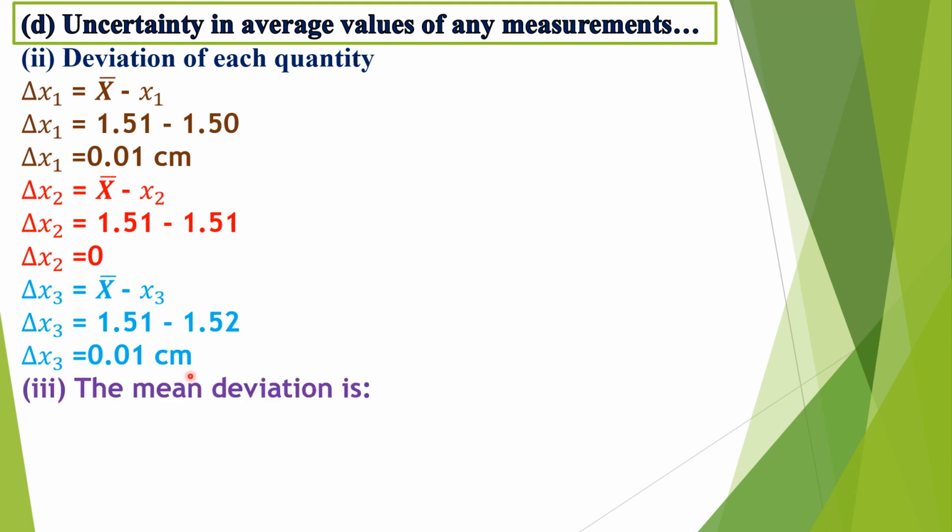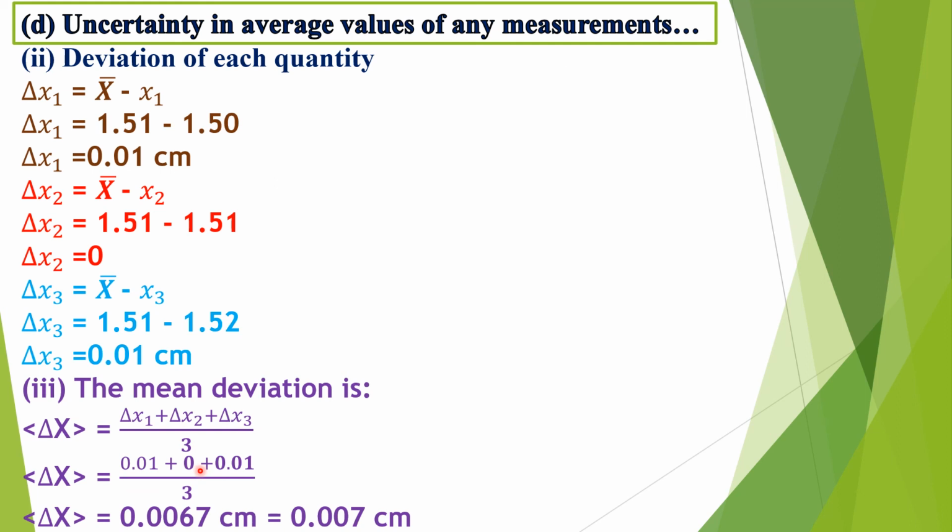Now by using step number 3, the mean deviation is equal to delta x1 plus delta x2 plus delta x3 divided by 3. By putting the values, we get mean deviation, that is the uncertainty in mean value, equal to 0.0067 cm. By rounding off, we get uncertainty in mean value equal to 0.007 cm. So by using these 3 steps, we can calculate the uncertainty in average values of any measurement.